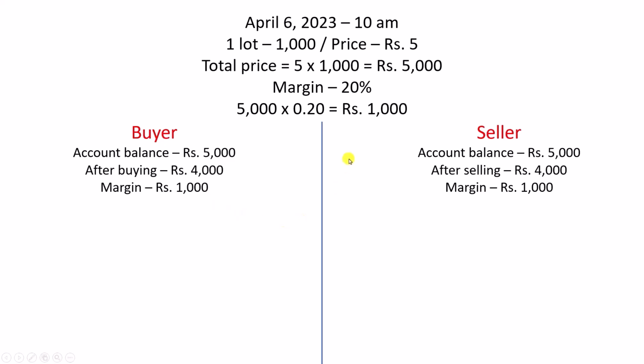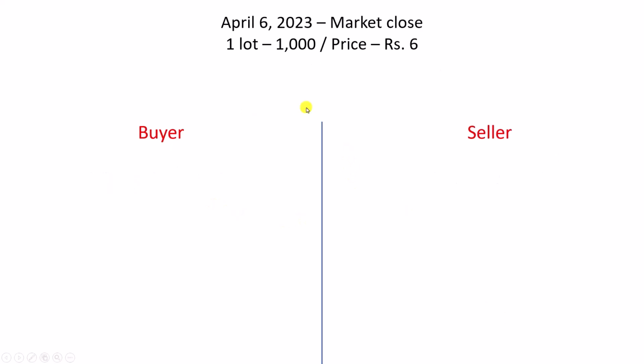Now this is on April 6th. On April 6th at 10 a.m. the buyer and the seller entered into a trade, and after 10 a.m. the price moved up and down, and when the market closed the price was 6 rupees. In India the market for retail traders closes at 3:30 p.m., and let us say that at 3:30 p.m. the price of the stock was rupees 6.